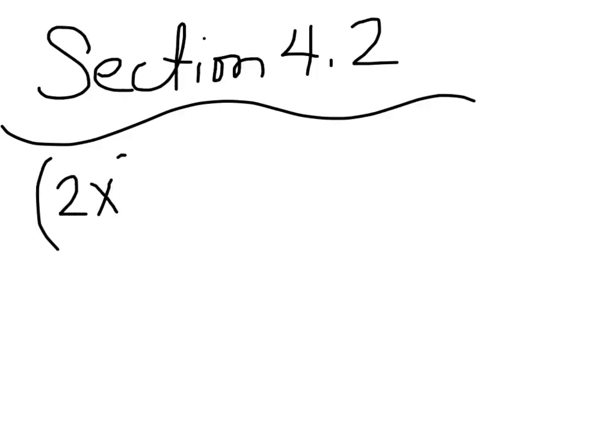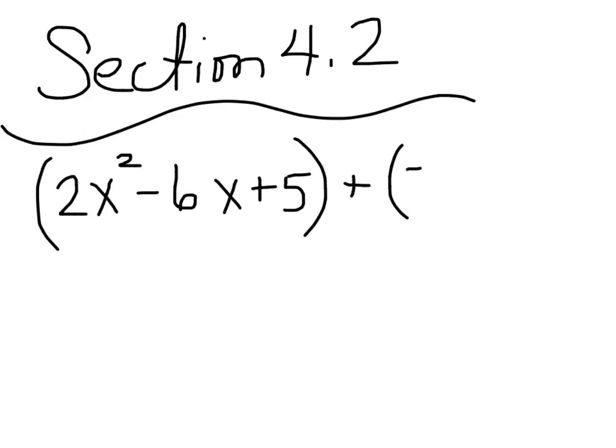It's going to say 2x squared minus 6x plus 5 plus 7x squared minus x minus 9. Now it's going to give you two different options. And to be honest with you, I could care less how you get the answer. But notice, are there any equal signs? No. This is combining like terms.